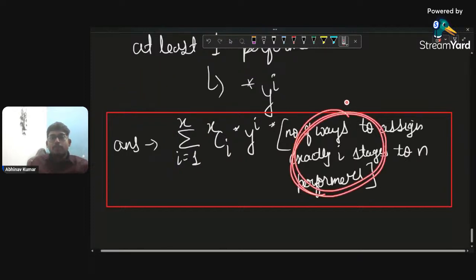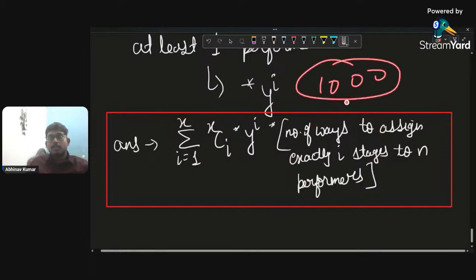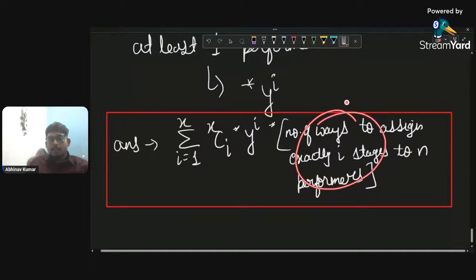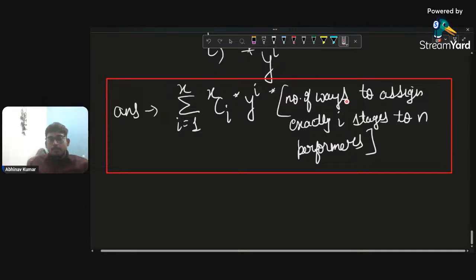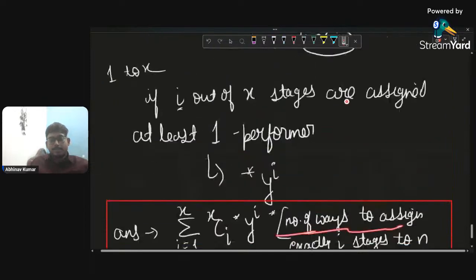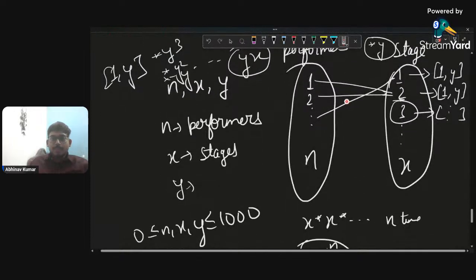So I need to compute this thing in at max order of 1000 only. If I can compute this, then I can calculate my answer. Or if I can find some way to pre-compute this also, all the pre-computation can go in n square time. So let's try to think how we can calculate the number of ways to assign exactly I stages to n performers. Now we know there are n performers, and the I stages are fixed. Let's say 1, 2, 3, the stages are fixed.